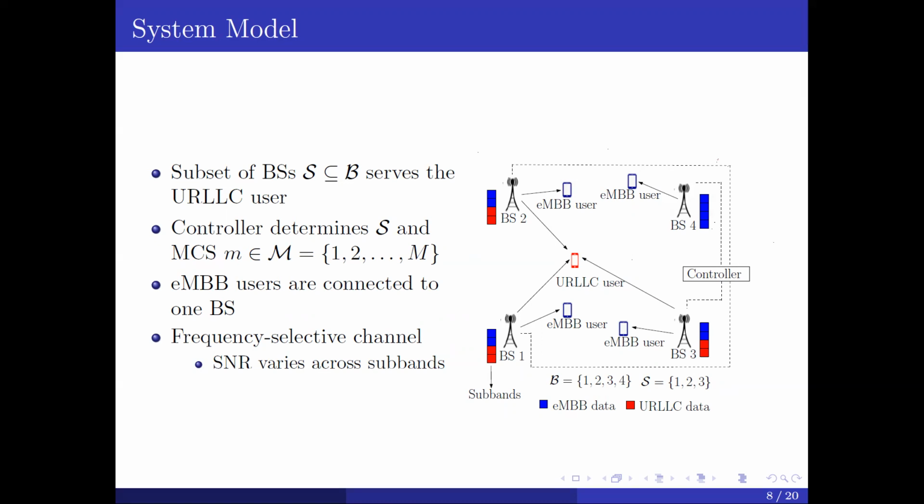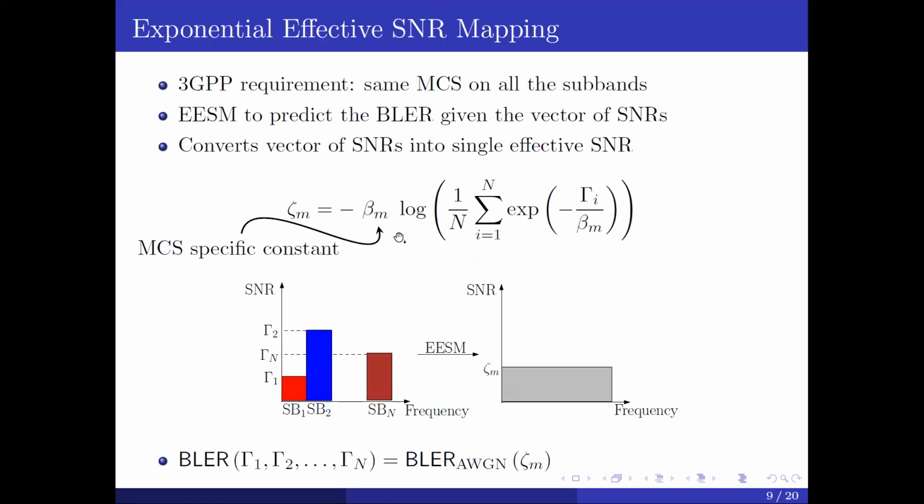overcome that challenge. So as we know, SNR varies across subbands, but the 3GPP requirement says the same MCS needs to be used on all the subbands. This is in order to limit the downlink control channel overhead. So we are given a vector of SNRs now. What exponential effective SNR mapping does is it converts it into a scalar value called effective SNR.